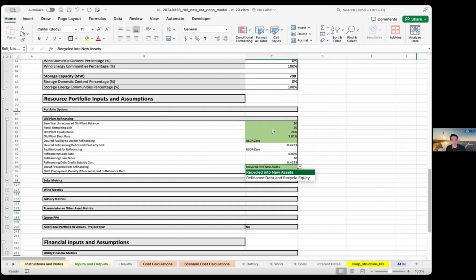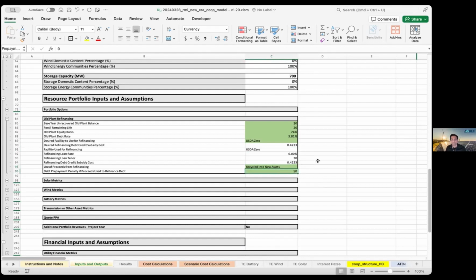debt. If, for example, your old plant equity ratio is 0, really all you've got is some encumbrance of debt and there's no equity tied to it, then it's just debt. Otherwise, it might be refinancing that old debt and equity. So you've got a choice to make here. We generally assume that you're going to actually use the proceeds here rather than to actually pay off old debt. We're assuming as a default that you're going to recycle that capital into your new assets.